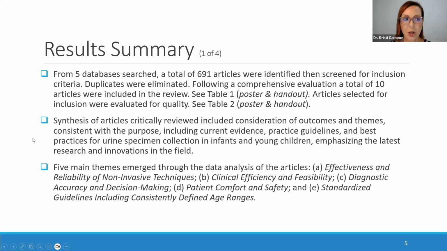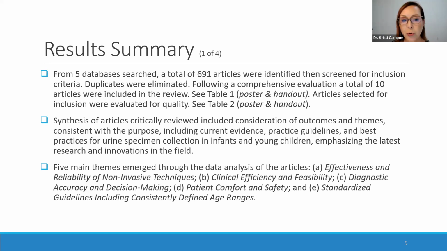We have 4 slides on the results. From 5 databases searched, a total of 691 articles were identified, then screened for inclusion criteria. Duplicates were eliminated. Following comprehensive evaluation, a total of 10 articles were included in the review. Articles selected for inclusion were evaluated for quality. You'll be able to see both the table of results and of the quality evaluation at our poster.